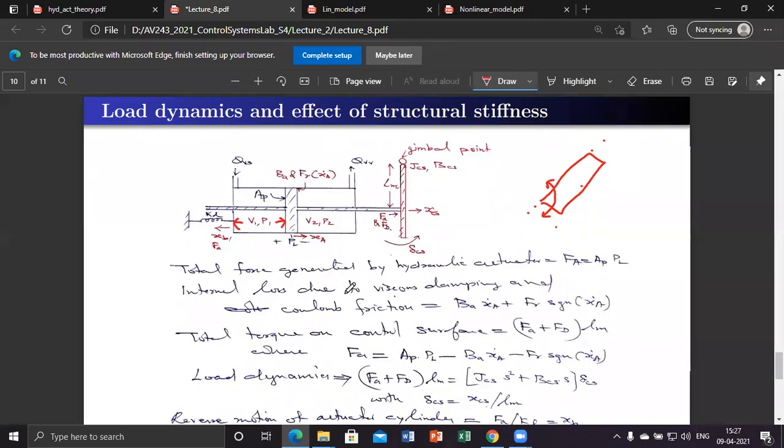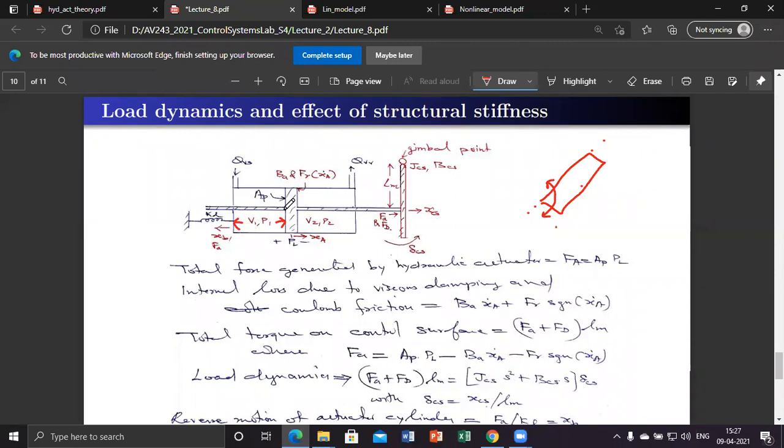Now we have to see the force generation part internal to the actuator. The gross force developed inside the actuator is equal to PL, the delta P across the piston head, multiplied by the effective area of the piston head. Effective area is nothing but the area of the piston head minus the area of the spool rod, this connecting rod. That annular area only we have to consider. Okay.